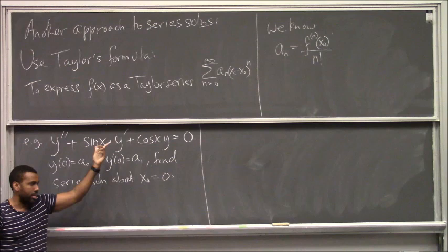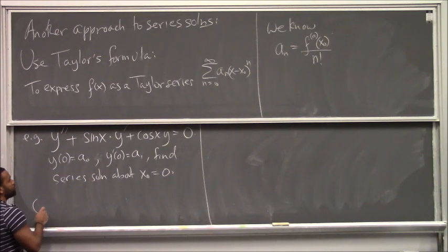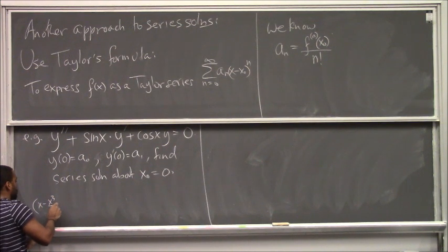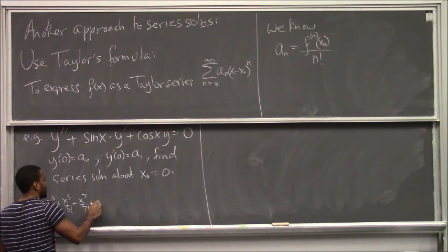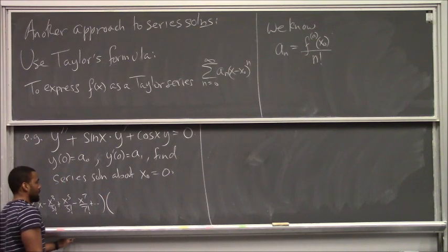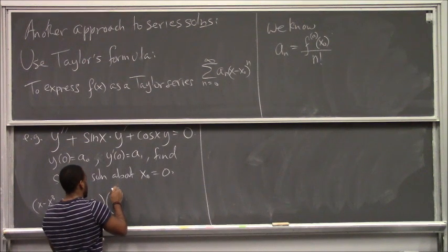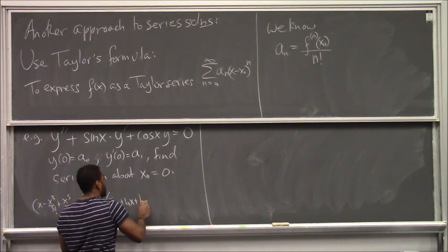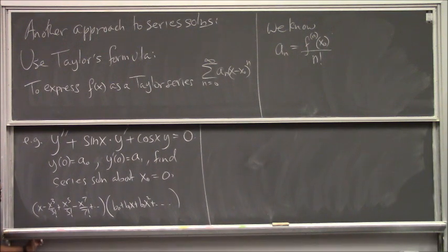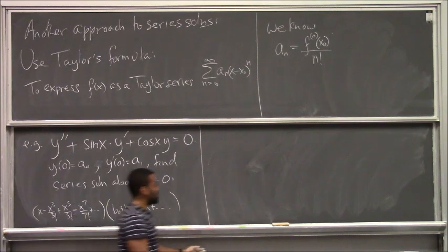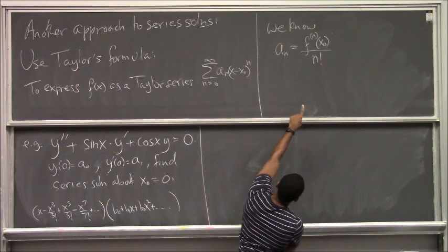is not a walk in the park, as you might realize, because if I had the sine series, x minus x cubed over 3 factorial plus x to the 5th over 5 factorial minus x to the 7th over 7 factorial plus and so on, and I'm multiplying that by a series that looks like... so what we're going to do is use this idea.